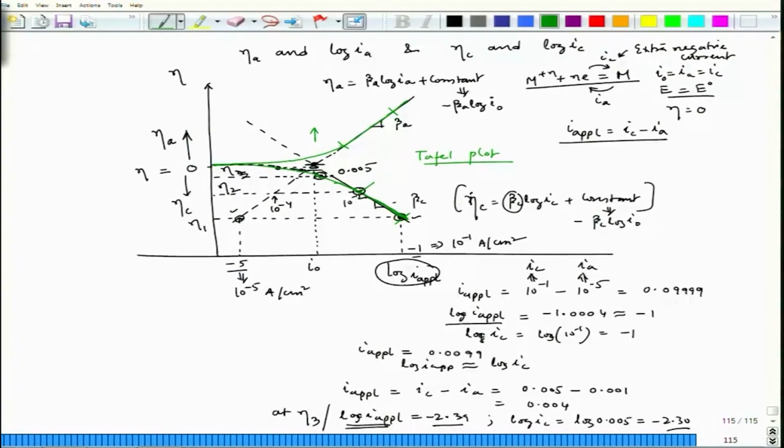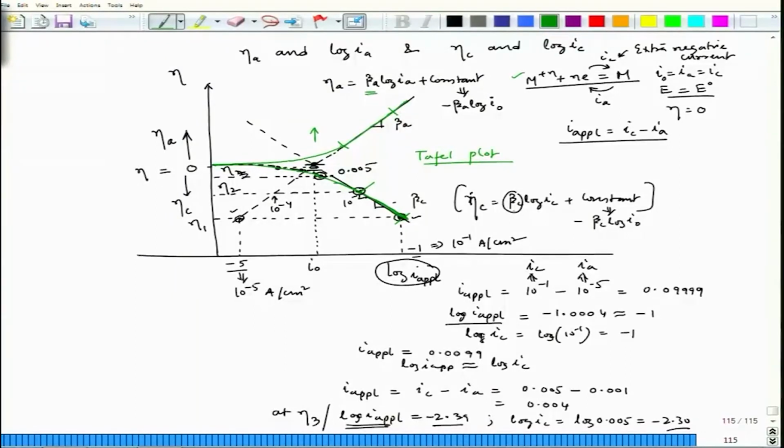This Tafel plot can be experimentally determined by sending extra current through this particular system, and we just measure the potential as a function of log I applied, and then we get this plot. And interestingly, as the overvoltage is very high, we reach the linearity of the Tafel plot for the anodic as well as cathodic sides, and that linearity enables us to find out beta A or beta C.